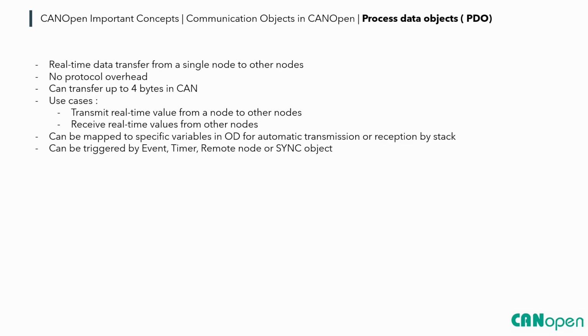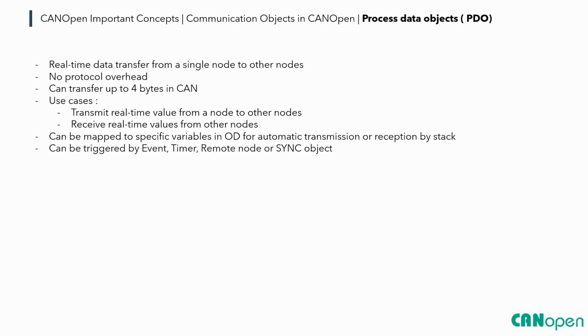As I said, the usual use cases are transmitting real-time values from a node to other nodes, or receiving real-time values from other nodes. If it's a TPDO, a transmit PDO, we usually transmit it from a node, and other nodes will receive that. Those other nodes define an RPDO, and that RPDO gets the TPDO and writes it to the object dictionary. It can basically map to specific variables for automatic transmission or reception by the stack.